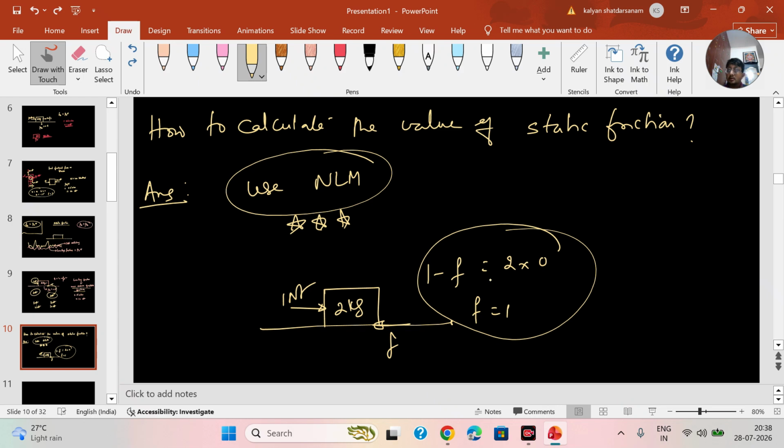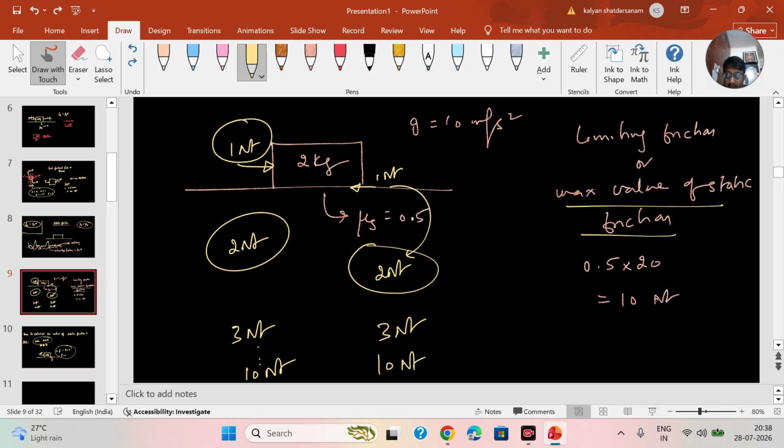But hold on. The maximum value of static friction, the limiting friction where bonds break, that's got a formula. That is mu S n. That tells you where the bonds will break. Like in our previous example, I gave mu S as 0.5. Bonds break at 10 Newton, beyond 10 Newton. So as long as you apply anything less than 10, friction will adjust.